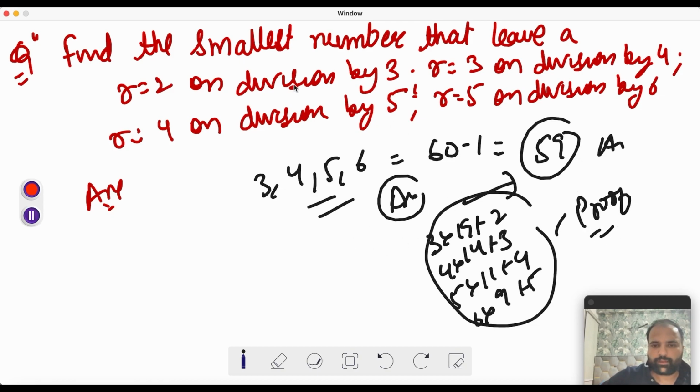So this is a very, very beautiful method. You can save a lot of time when you get these questions. Let's do a couple more questions.